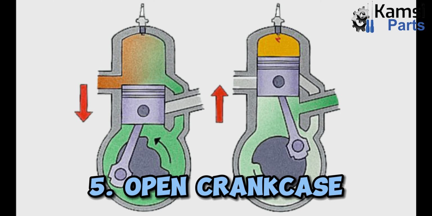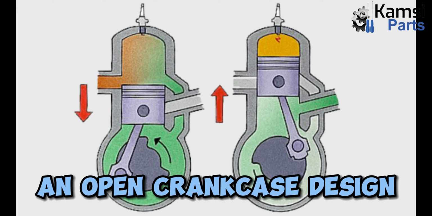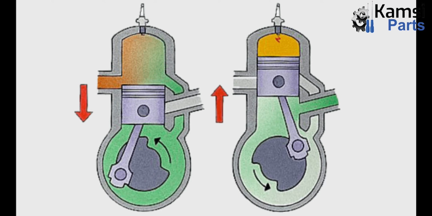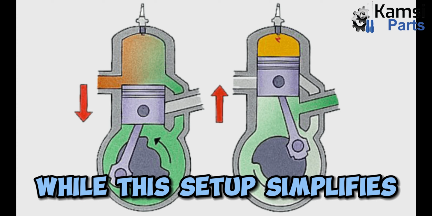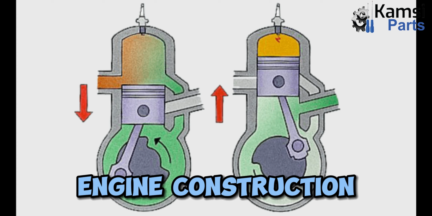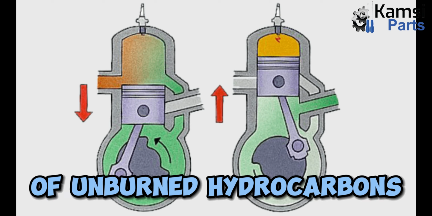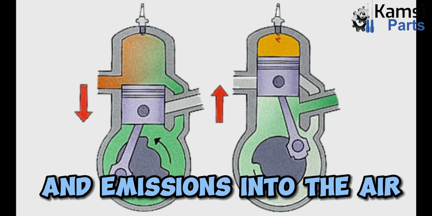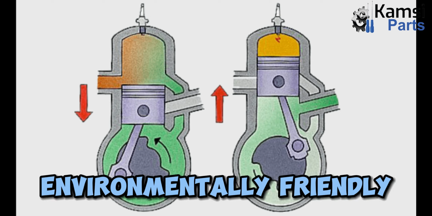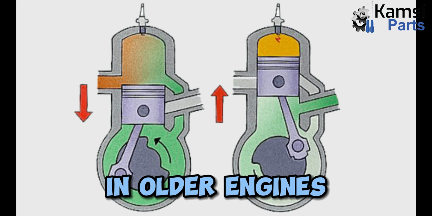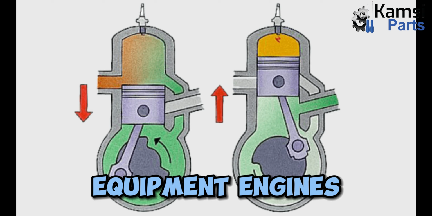5. Open crankcase. An open crankcase design allows the engine's interior to be in direct contact with the surrounding atmosphere. While this setup simplifies engine construction and cooling, it can result in the release of unburned hydrocarbons and emissions into the air, making it less environmentally friendly. Open crankcases are typically found in older engines and some small equipment engines.